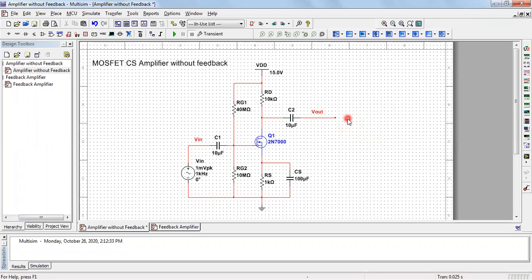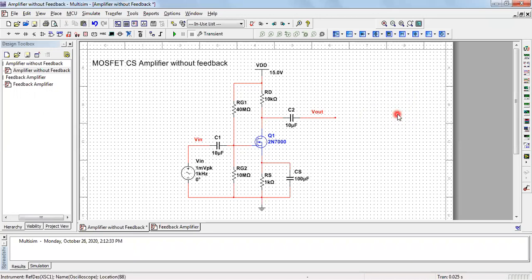Also, if you don't want to go for analysis, what you can do is connect the CRO, the oscilloscope. This way you can connect the CRO, observe the input and output signals on the oscilloscope, find out the amplitudes, and find out the gain also. So that option is also available. It's up to you how you want to do it. You can connect the CRO also, that's not a problem.